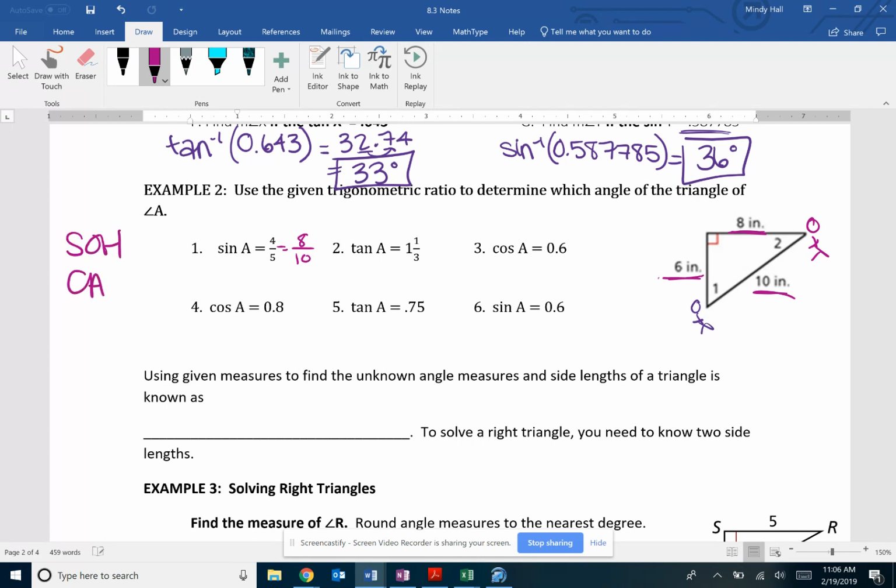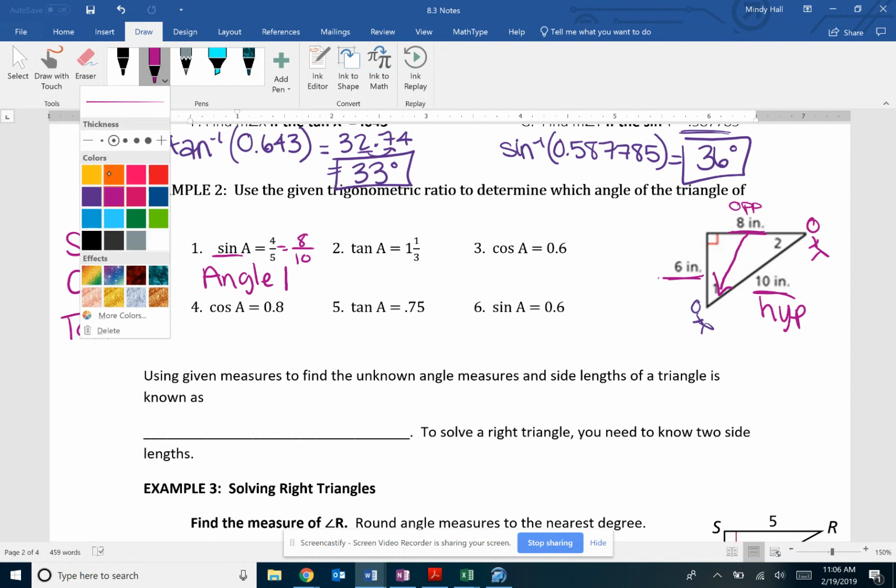So we got to use SOHCAHTOA. Remember, I told you it's going to be your new best friend. So because we have 8 over 10, we know that this is the hypotenuse, so that doesn't matter. But we know we're using sine, and with sine, we know we need our opposite and our hypotenuse. So because we have the 8, I know my 8 has to be my opposite side. So opposite of the 8 is, ding, ding, ding, angle 1. Okay?